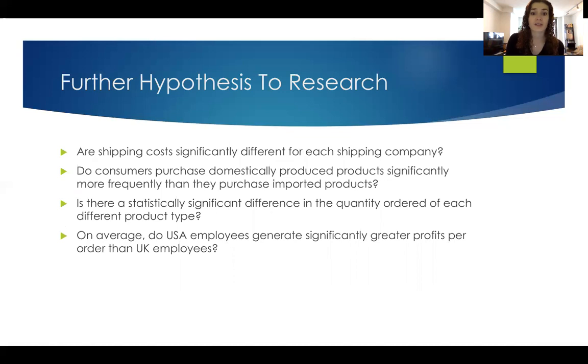Now that we've finished this round of the analysis, there are a couple of other hypotheses that we are going to look into as we continue to do some more research. And so those consist of, are shipping costs significantly different for each shipping company? Do consumers purchase domestically produced products significantly more frequently than they purchase imported products? Is there a statistically significant difference in the quantity ordered of each different product type? And lastly, on average, do USA employees generate significantly greater profits per order than UK employees?